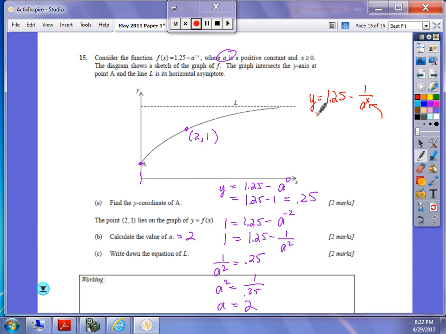So as the values of x are getting really big, the values of this fraction are getting really small. And what we say is that as x gets big, 1 over a to the x gets really small. So that means basically it becomes 0, and the horizontal asymptote is y equals 1.25.